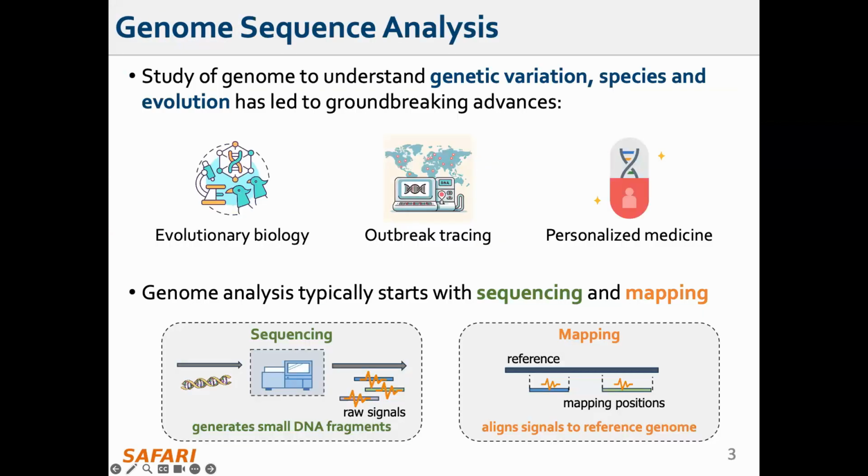So genome analysis allows us to understand the genetic variation, evolution, and diseases, and thereby also enables breakthroughs in areas like outbreak tracing and personalized medicine. The process of genome analysis typically consists of two steps. The first one is sequencing, which produces raw electrical signals from DNA fragments. And the second one is mapping, where these fragments are then aligned to a reference genome to reconstruct the full genomic sequence.